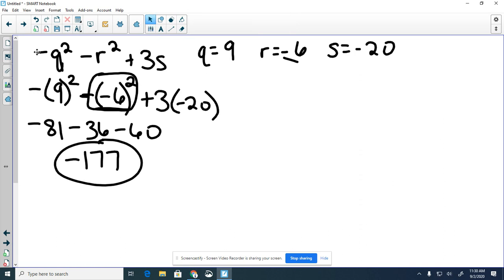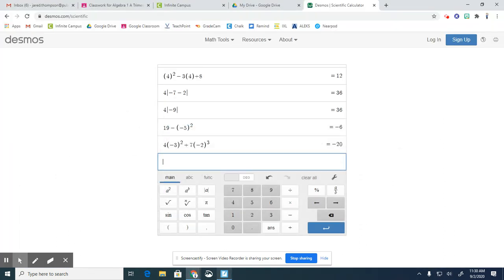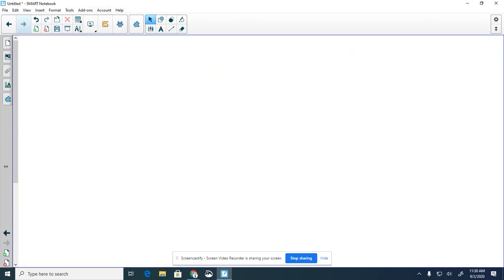Okay? If you want to use the calculator, start your negative, open a parenthesis, put the 9, arrow out of there, squared, minus, open another set of parentheses, put negative 6, arrow out, squared, plus 3, parentheses, negative 20. There, negative 177. Okay.